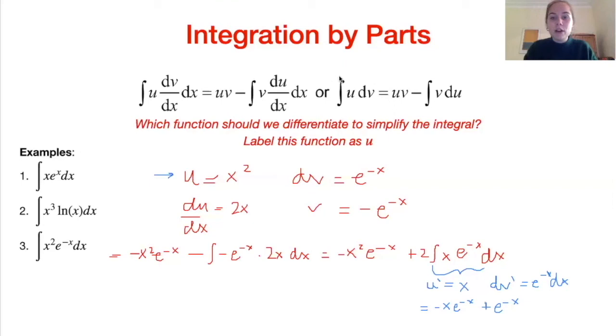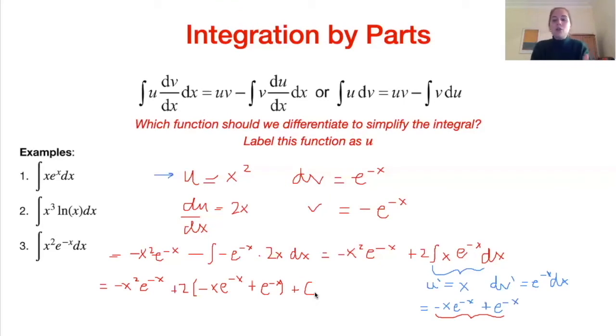So if we're going to plug everything in, well, we still have that first term minus x squared e to the minus x, and then we have plus 2 times, well, all of this, right? That's what came from the integral. So plus 2 times minus x e to the minus x minus e to the minus x, and remembering finally our constant of integration c, because it is an indefinite integral.